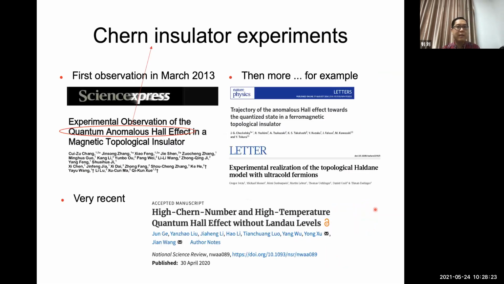Okay, regarding experiments, there have been a lot of experiments which realize integer Chern insulators. The first experimental observation was made in March 2013. And in the title, they use quantum anomalous Hall effect. Actually, this is another name for Chern insulator. Here, anomalous means we don't have an external magnetic field. And then in some cold atom systems, the Haldane model was also realized. And recently, we also observed high Chern number Chern insulators in experiments.